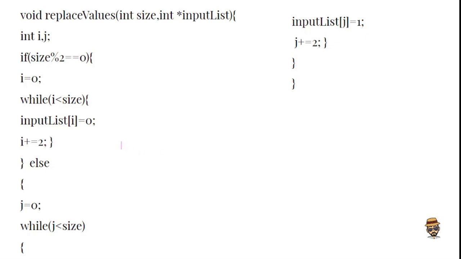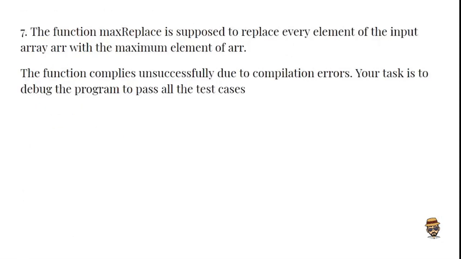So the error in this code is that in the first while loop, if the size of the list is even, it is incrementing i by 2. So we have to just increment i by 1, as we have to change all the elements to 0. The similar mistake happened in the second while loop, in which the j increment is by 2. So we have to increment j also by 1. That's all.